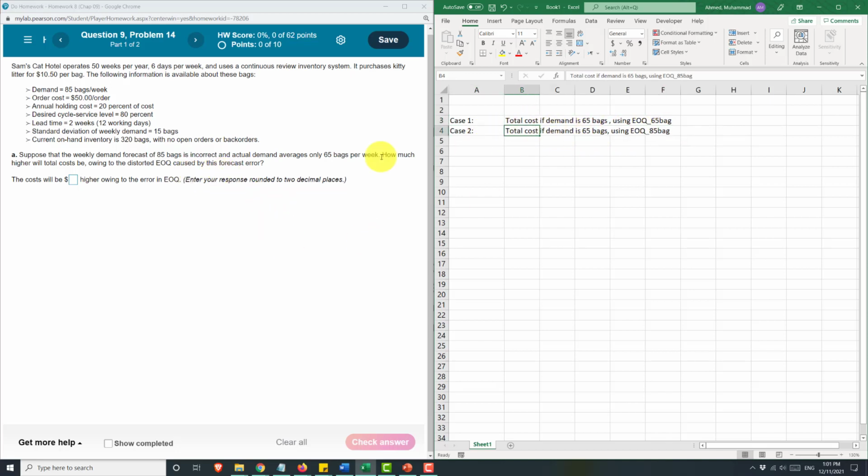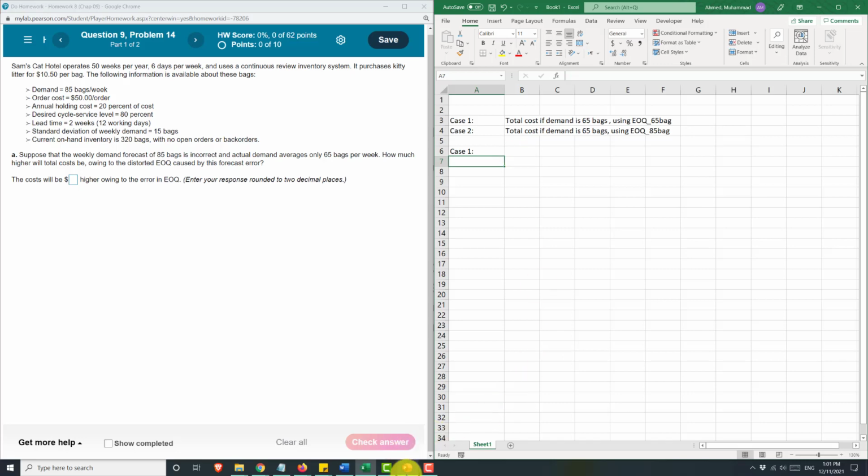And what actually happens is demand is 65, but our EOQ is based on 85 bags. So when I say EOQ 65 bag, that means EOQ calculated using an assumption that demand is 65. And when I say EOQ 85 bag, that means EOQ calculated assuming demand was 85, right? So we calculate EOQ based on our forecast, and then we never revise it. So even when we see the demand is actually low, we just keep using the pre-calculated EOQ value in our system. And so how costly is that error of having EOQ for our forecasted demand when the real demand is actually different? Okay. So case 1, everything is going to be based on 65.